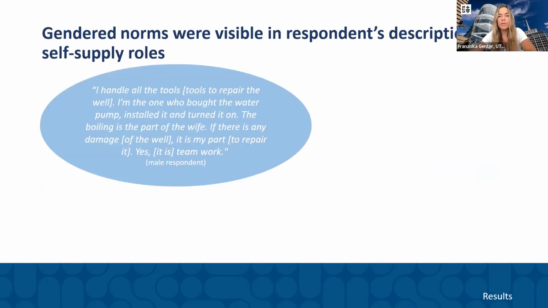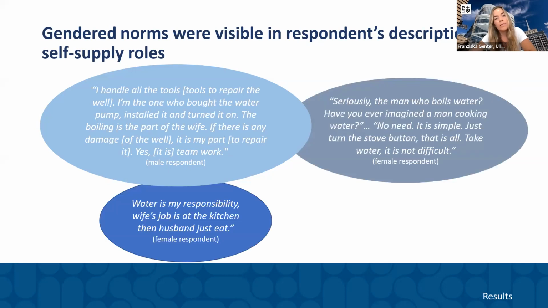In-depth interviews show that responsibilities and decision-making varied across households. One male in-depth informant explained the cooperation regarding responsibilities and workload of self-supply services. Some respondents had specific gender norms and expectations regarding the roles of women and men. When asked why a man is not cooking water, a woman in Metro replied, "Seriously, the man who boils water? Have you ever imagined a man boiling water?"